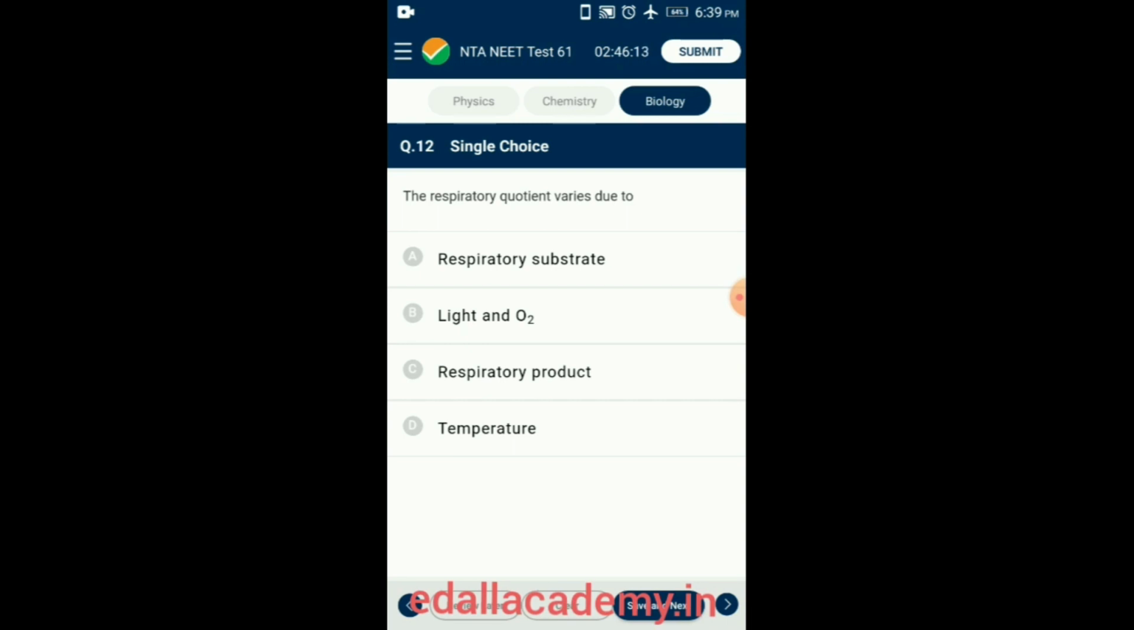Under certain conditions, mainly when carbohydrate reserves have been exhausted, fats are also oxidized. The energy present in 1 gram of fat is 9.8 kilocalories or 41 kilojoules. In the absence of carbohydrates and fats, proteins also serve as respiratory substrate. The energy present in 1 gram of protein is 4.8 kilocalories or 20 kilojoules. So the answer for this question is option A, respiratory substrates.